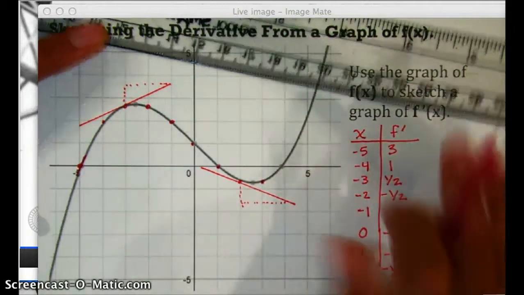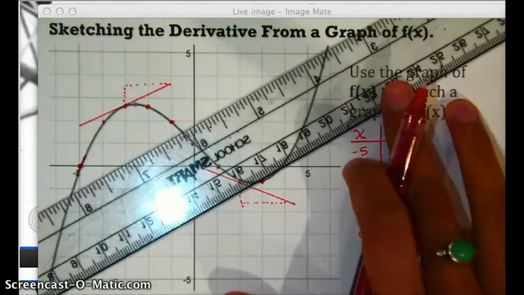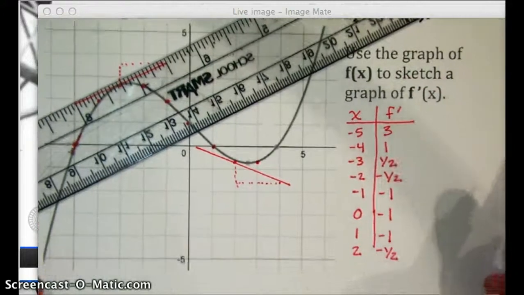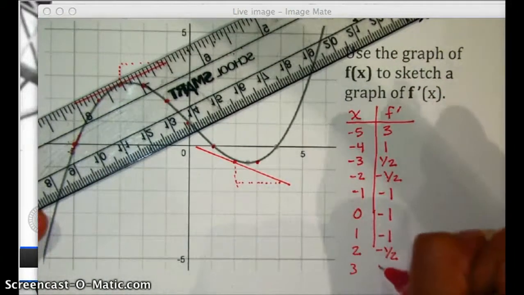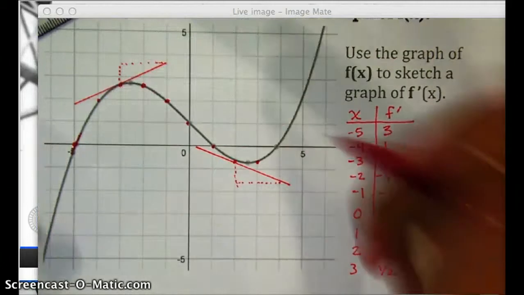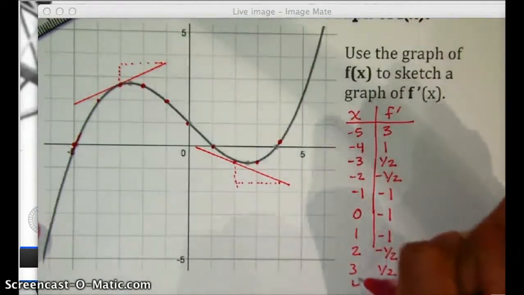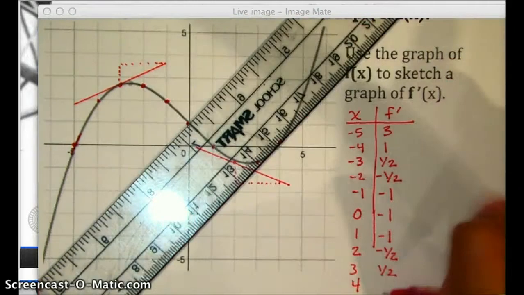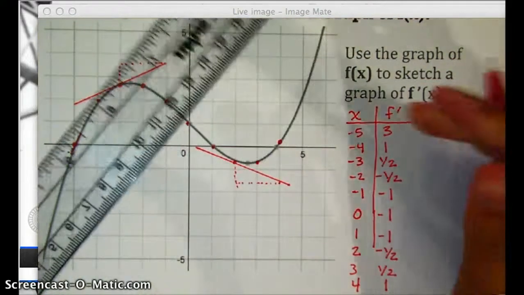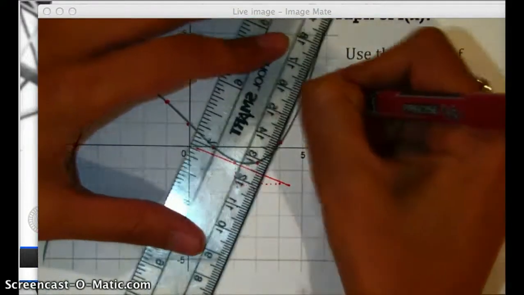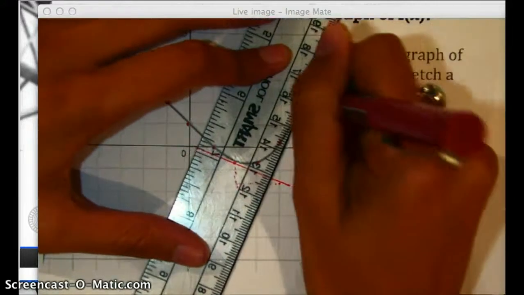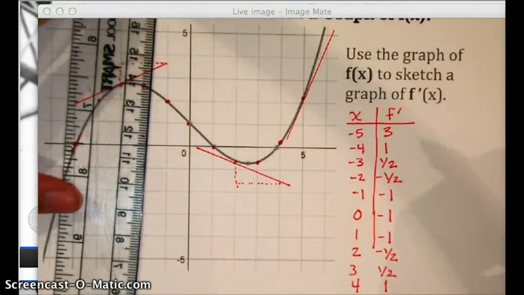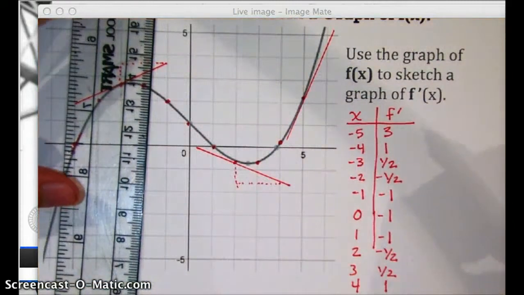On the other side of the curve, it turns into a positive slope. And maybe it's +1/2, maybe it's a little less than that, but we are estimating. So I'm going to go ahead and say a +1/2 slope at x equals 4. To me, this looks like a +1 slope again. And at x equals 5, which would be right here, looking at that slope, it looks pretty close to a slope of 2.